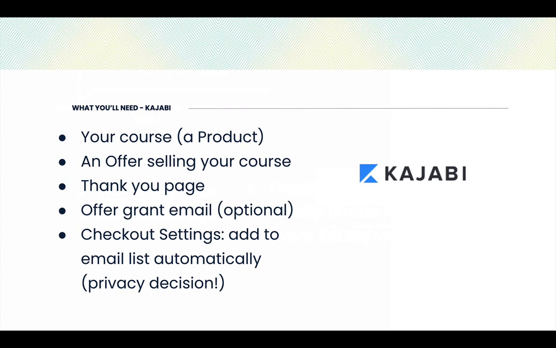So at the bottom left, you'll find settings, and then there is an option for checkout settings at the top right. And there you can choose to add people to your email list automatically, have them choose to opt into your list, or to not have them opt into your list.